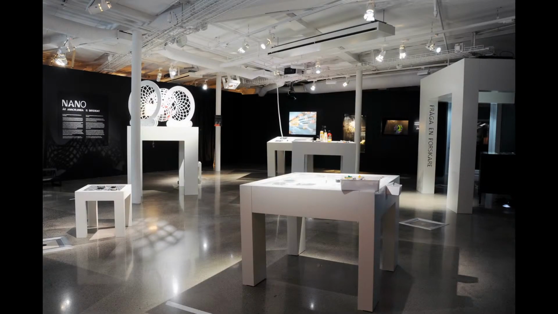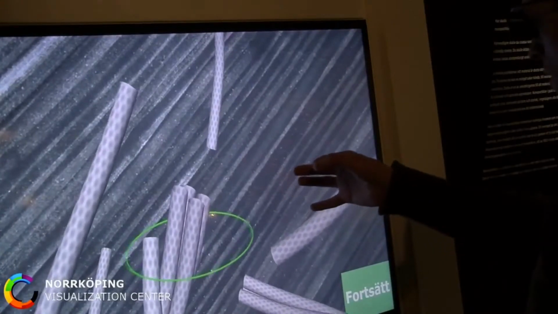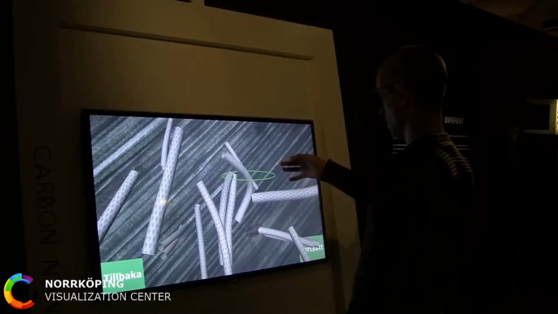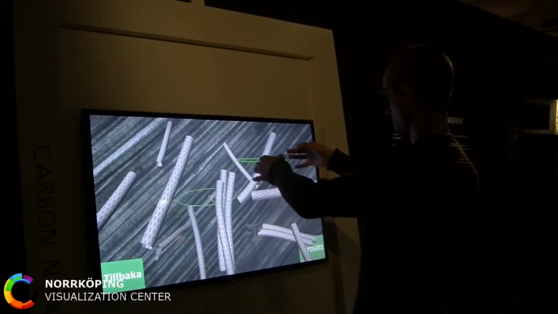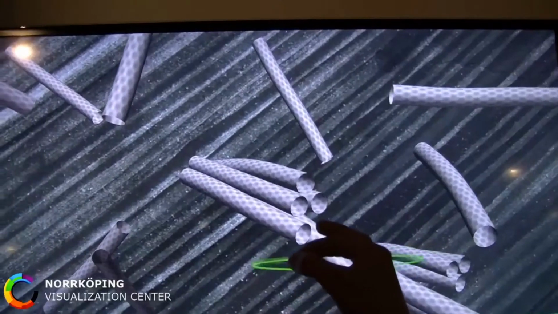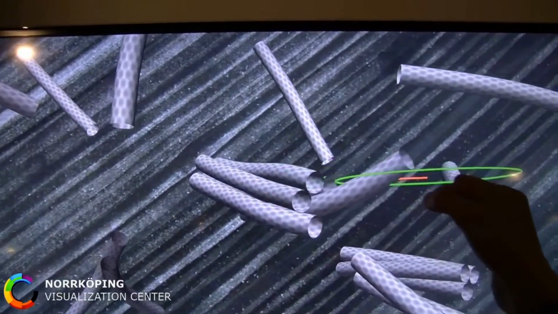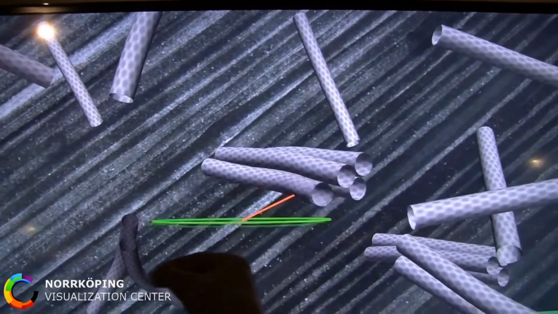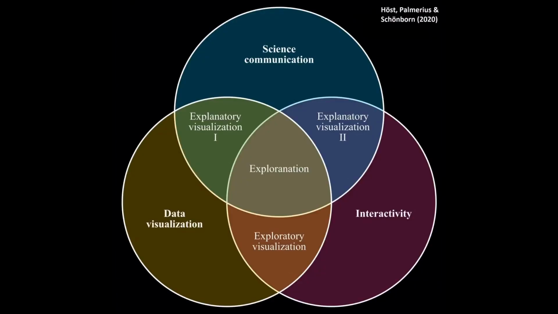How do you visualize the nanoscale, one billionth of a meter, for the public? As part of a Science Center exhibition, we developed an immersive environment that explains nanoconcepts by allowing users to explore nanoproperties. We reflect on how exploration, the confluence of explanatory and exploratory visualization, can be applied to visualization in public spaces.